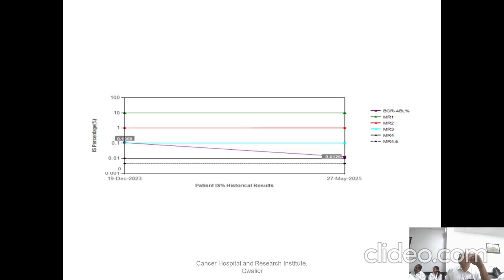Now she was here, 0.0123, between MR3 and MR4. Whether she can plan a pregnancy, of course this is her choice, she can plan, but you counsel her that you need to stop the tyrosine kinase inhibitor. For that you need to achieve a deep molecular response. A deep molecular response is MR4 or 4.5. But she is still not at MR4, so you can't take the chance of stopping tyrosine kinase inhibitors, because at that point, if you try to stop, 70% of the patients will relapse again within 3 months.